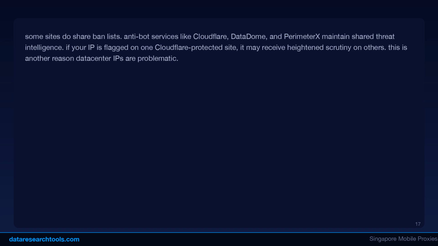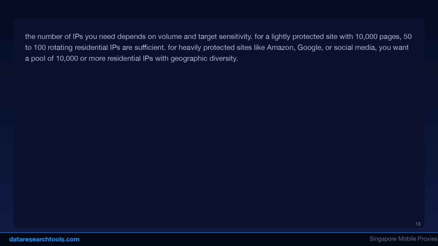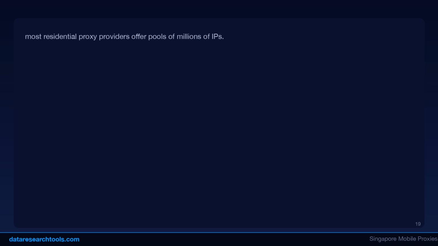Some sites do share ban lists. Anti-bot services like Cloudflare, Datadome, and Perimeter X maintain shared threat intelligence. If your IP is flagged on one Cloudflare protected site, it may receive heightened scrutiny on others. This is another reason data center IPs are problematic.